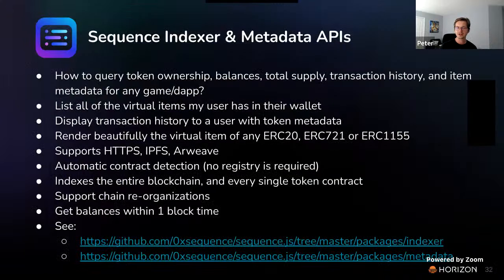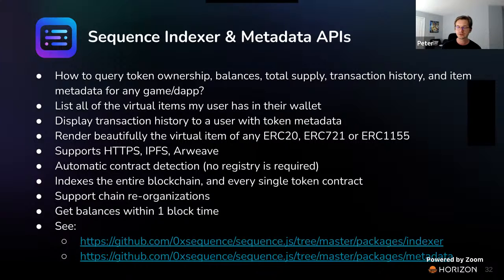I mentioned kind of the sequence index or metadata APIs. This is, again, the ability to query, for example, how do you list all the items in a wallet? How do you display the history? How do you render these NFTs beautifully? And being able to query as simply as saying, hey, what's the balance? How much of a certain token do I have? How much USDC do I have? Or what are the different cards that I have? Or what's the quantity of these different items that I have as well? And what's the history of what occurred?